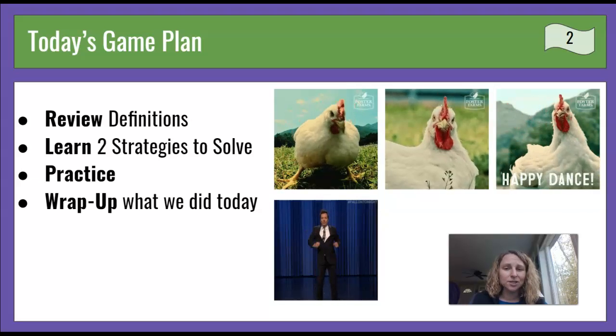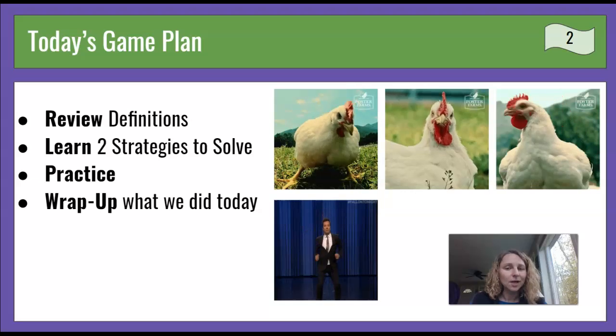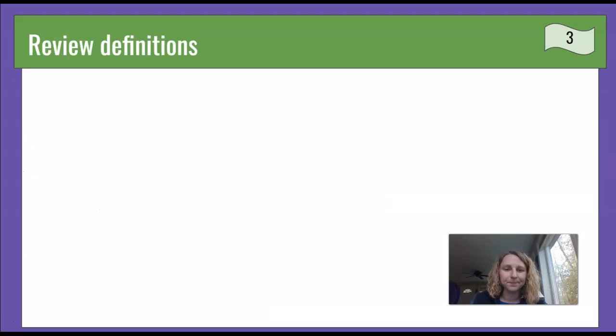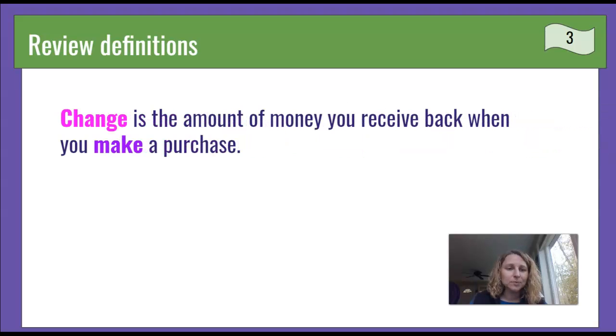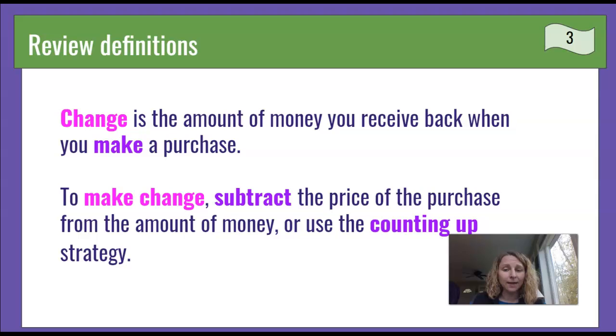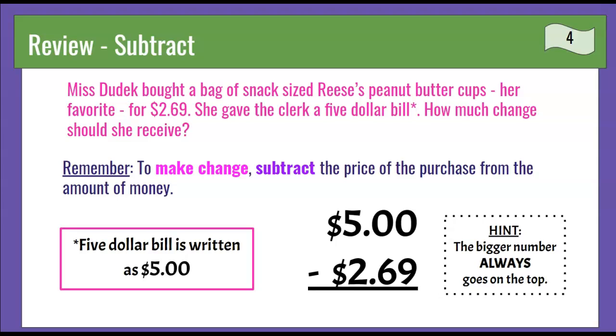Today's game plan, we're going to review some definitions first, learn those two strategies to solve the problems, do lots of practice, and then wrap up what we did today. So let's first review some definitions. Change is the amount of money that you receive back when you make a purchase. And to make change, you can either subtract the price of the purchase from the amount of money or use the counting up strategy. So let's first review how to subtract.